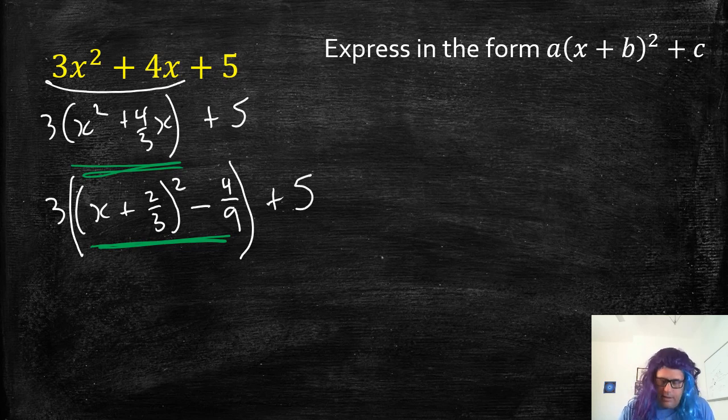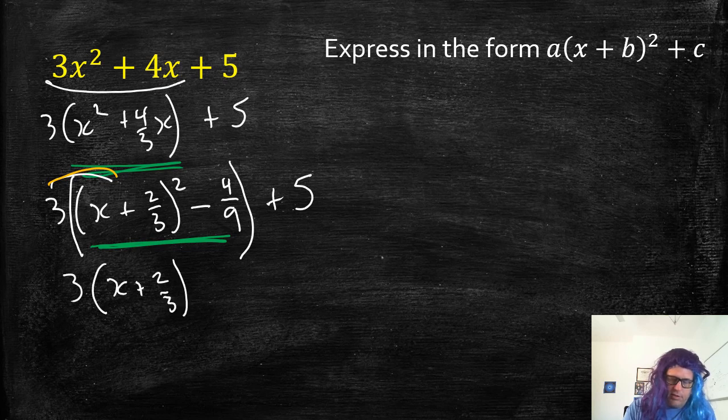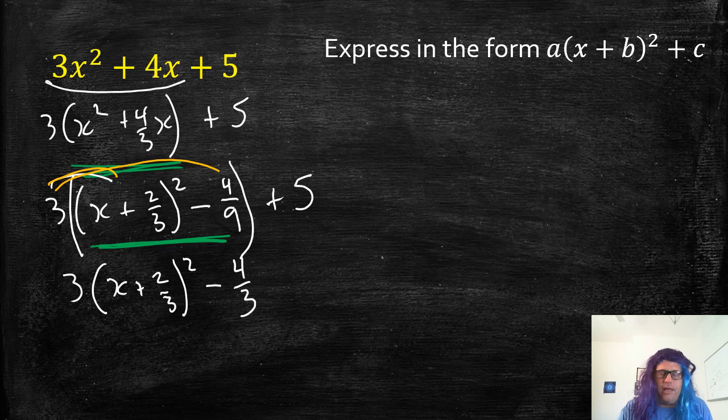Now, expand. Okay. That's going to be 3 times x plus 2/3 squared. Okay, 3 times minus 4/9 is going to be minus 4/3, all right, because the 3 and the 9 cancel. And then I have the plus 5.